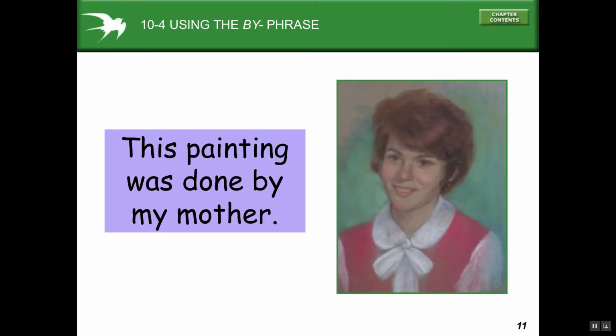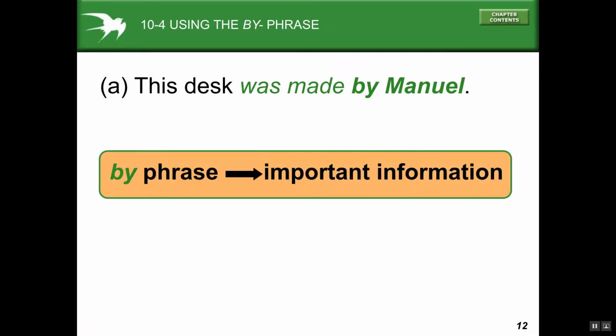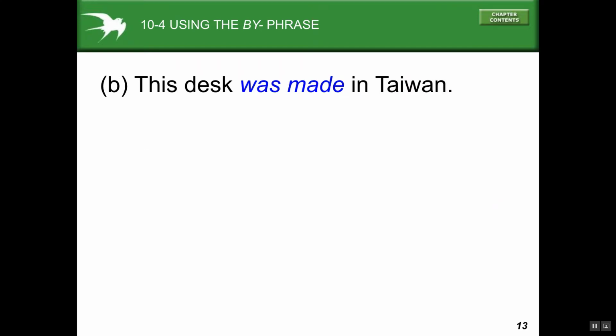Now let's talk a little bit about using the "by" phrase. Here's a passive sentence. "This painting was done by my mother." Here's some more. "This desk was made by Manuel." The "by" phrase in this sentence gives us some important information. So it's not very interesting or important to say "This desk was made." But "This desk was made by Manuel" gives us important information.